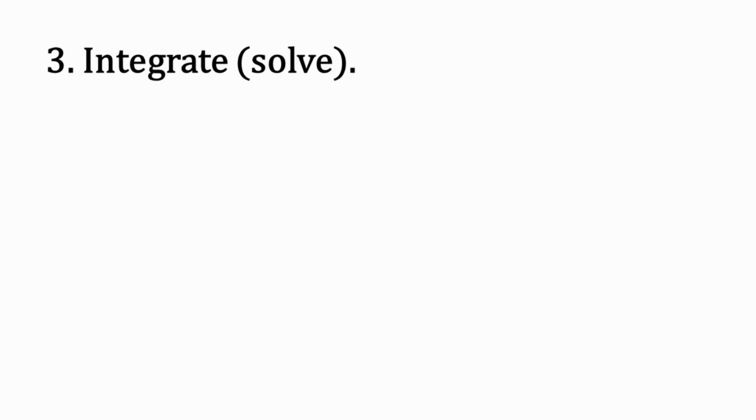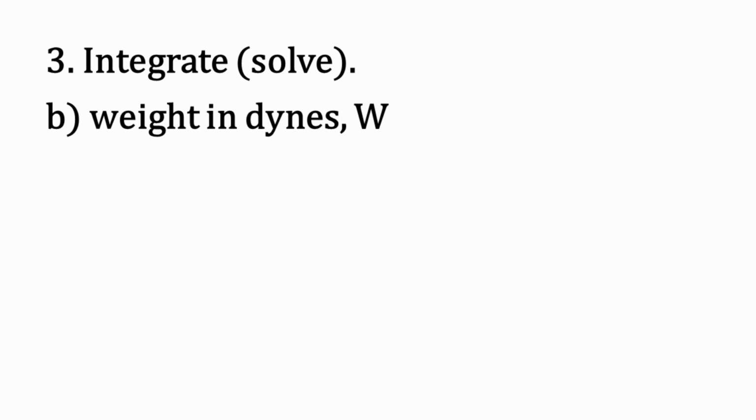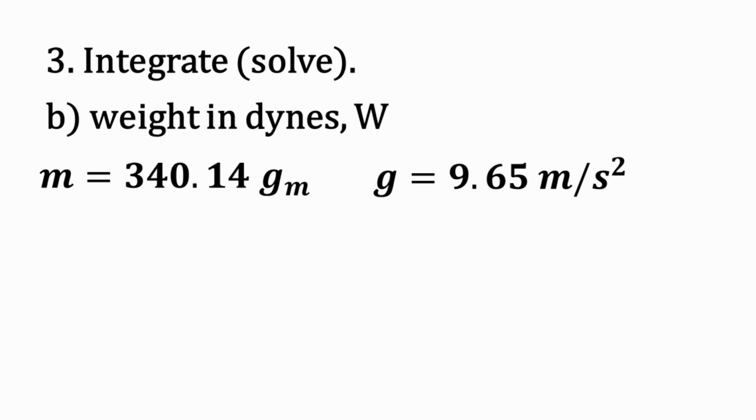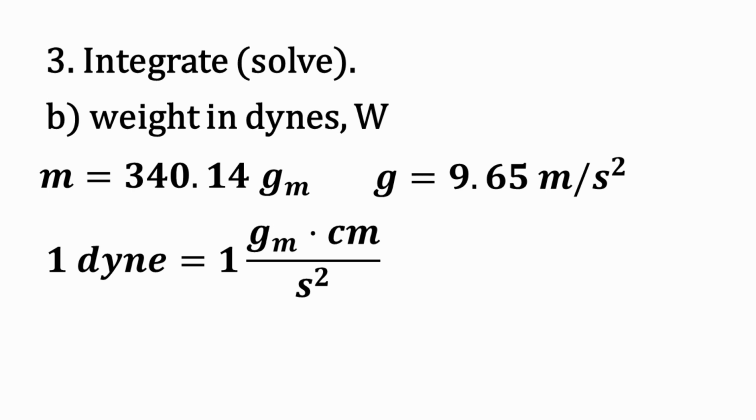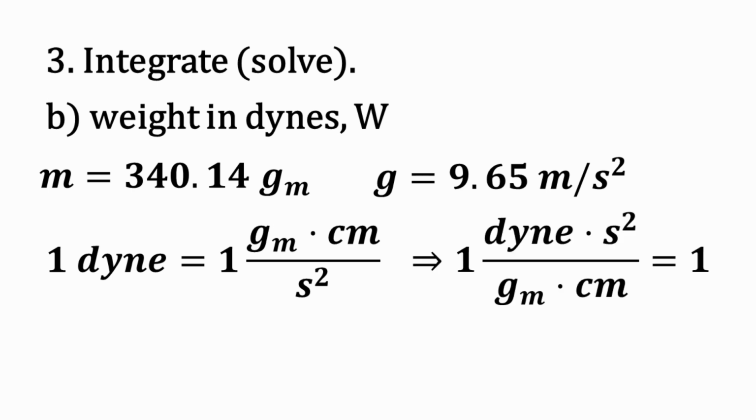Next, we are going to solve the second unknown, which is the weight of the salt in dynes represented by the variable capital W. We recall the first solved unknown, and some of the given at step 2. We are also going to use this conversion factor. 1 dyne is equal to 1 gram mass centimeter per second squared. We manipulate this conversion factor for us to use it as we proceed to solve for the second unknown.